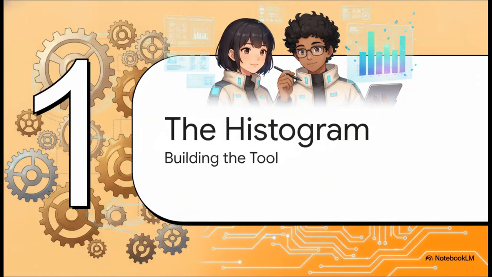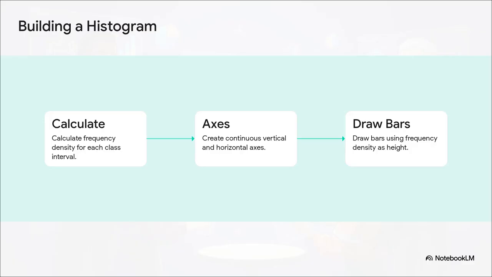All right, Section 1, Constructing the Instrument, the histogram. To truly understand our data, we absolutely must build our tool correctly first. And building a histogram requires absolute precision. First off, we don't just count the number of items in a bin, we calculate the frequency density for each class interval. Next, we establish our continuous axes. Remember, the horizontal axis has got to be a continuous scale spanning our numeric variable, divided into equally sized intervals, or what we call bins. Meanwhile, the vertical axis will represent our calculated frequency density. Finally, we draw our bars for each interval, using that frequency density as the height.